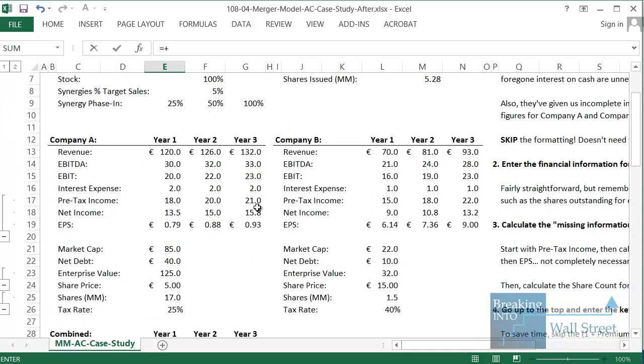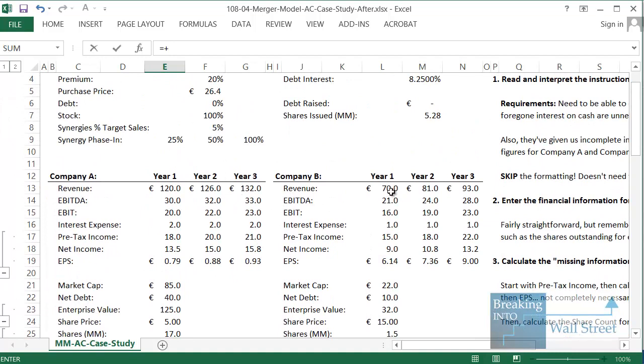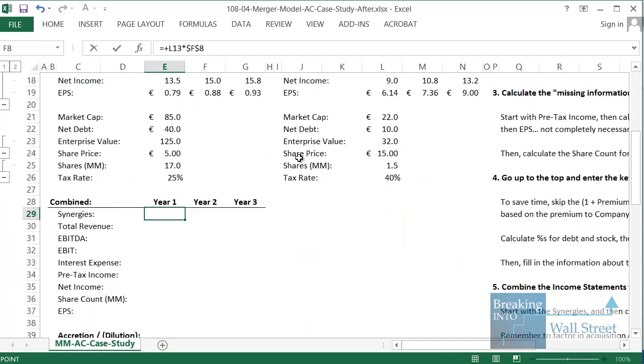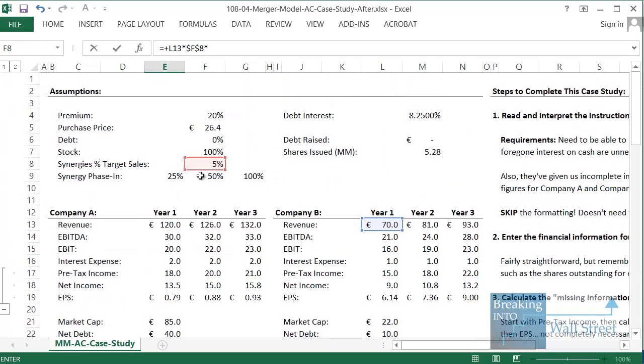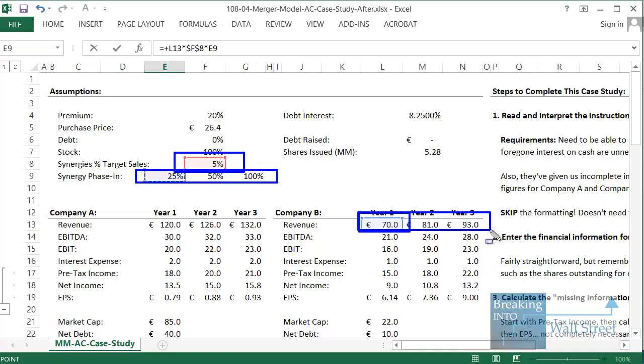And for this one, what we want to do is take company B's revenue over here. We're going to multiply by the 5% and anchor that so that doesn't move around. And then we're going to multiply by the phase-in percentage over here, the 25%, 50%, and 100%. I've anchored the 5%, but the others I have not anchored because we do want those to be able to shift around and to be able to move left and right as we fill this out.